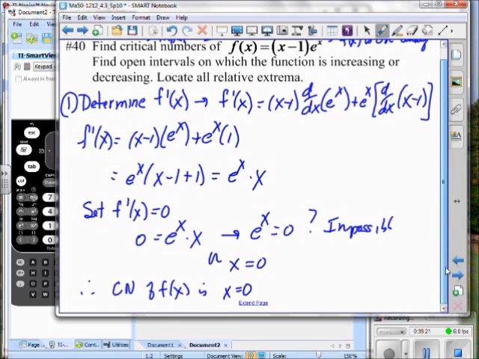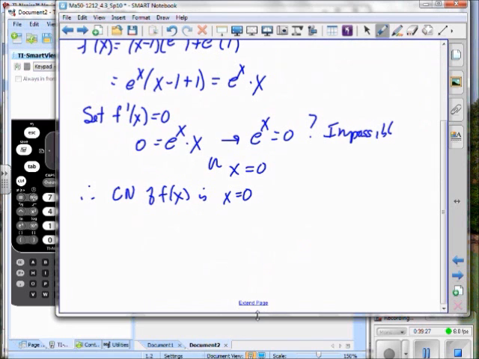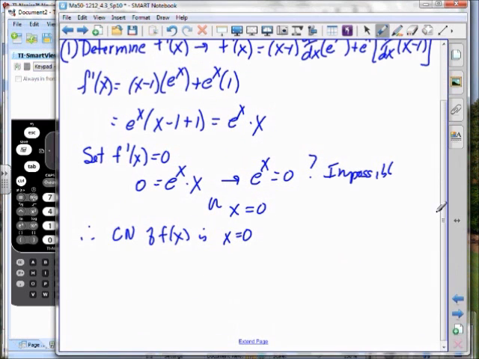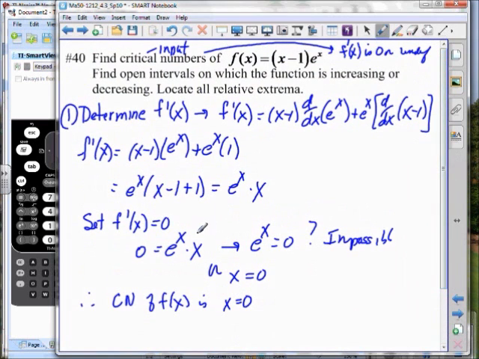Find open intervals on which the function is increasing or decreasing. Okay. Now, this would be a whole lot easier if all we did was graph the function. Could you tell by looking at the function if it's increasing? We did that on the first day of chapter 4. We can tell. Okay. But analytically, how do we go about finding it?